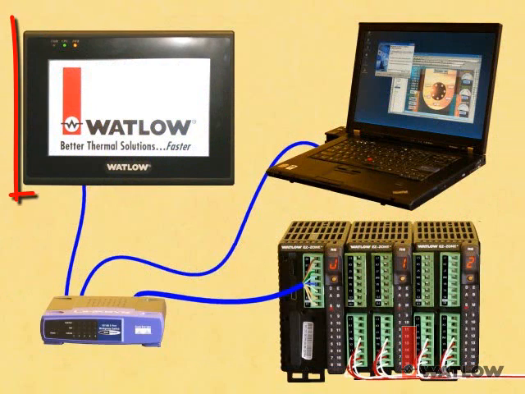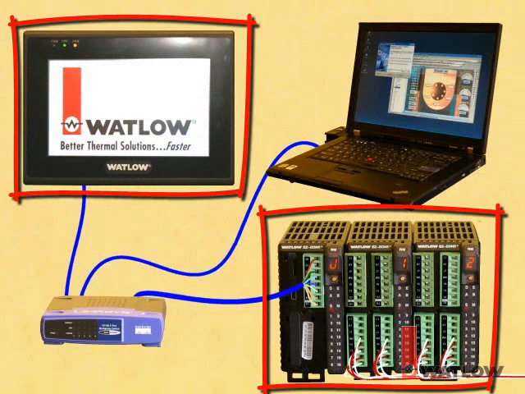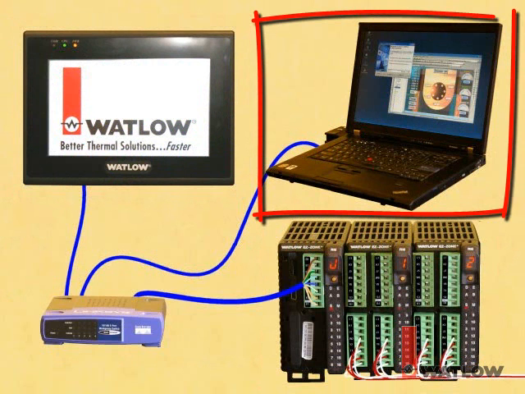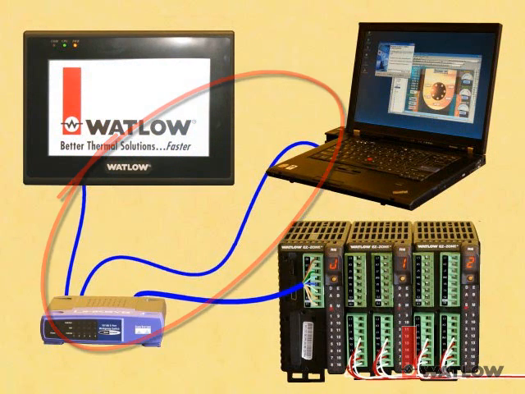We'll use a Silver Series OIT communicating with an EasyZone RM control system, a laptop computer with EasyBuilder 5000, and a USB or Ethernet connection from the computer to the OIT.